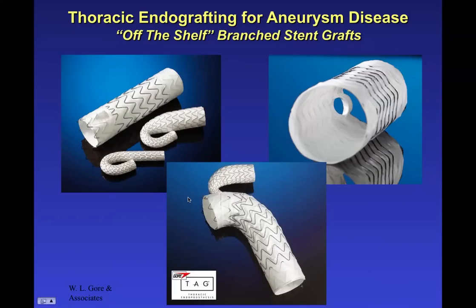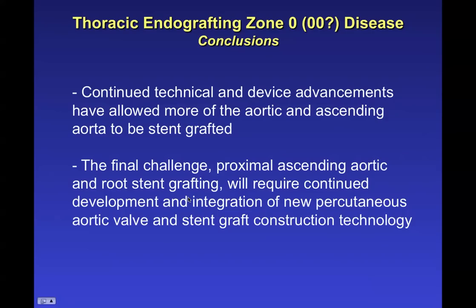As I mentioned before, incorporation of devices such as these are going to be critical in being able to access the coronary arteries and the innominate artery. So to conclude, I think that we have continued technical and device advancements which have allowed more of the aorta to be accessed through endovascular stent grafting. I think it's a very exciting time, and I look forward to further developments. And I think the final challenge, or the final frontier, if you will, proximal ascending aortic and root stent grafting will require continued development and integration of new percutaneous aortic valve and stent graft construction technology.